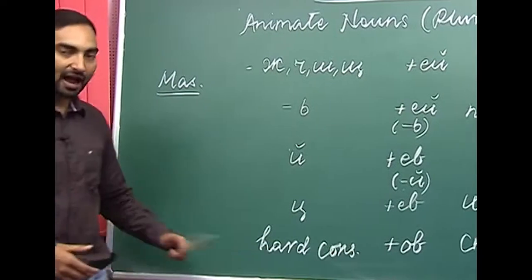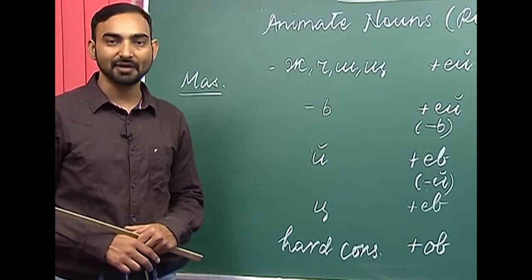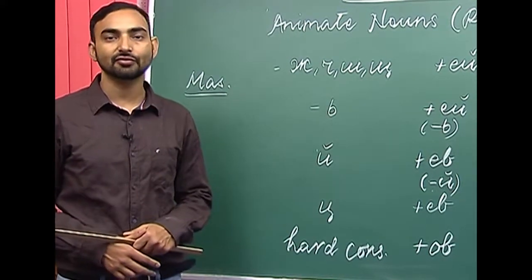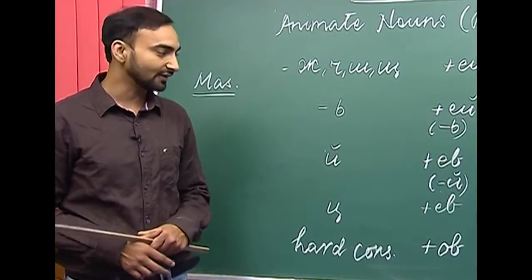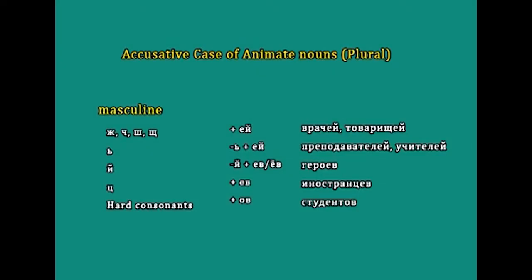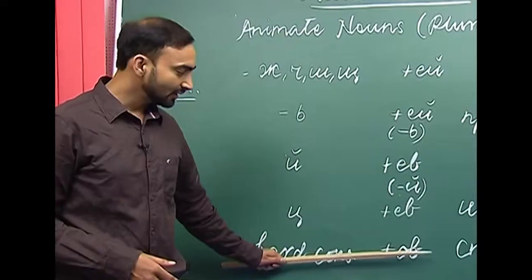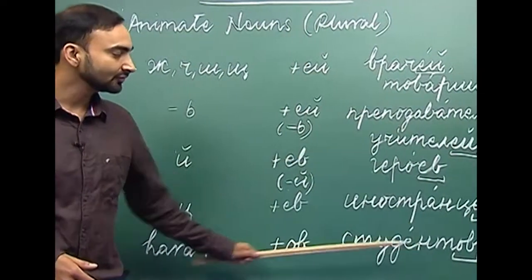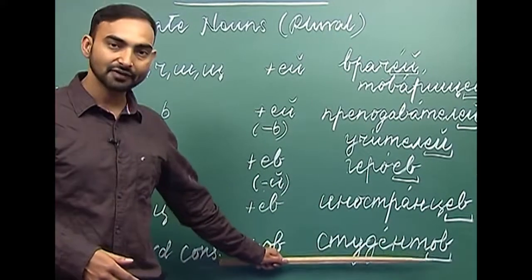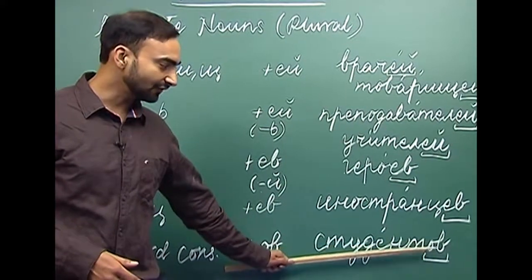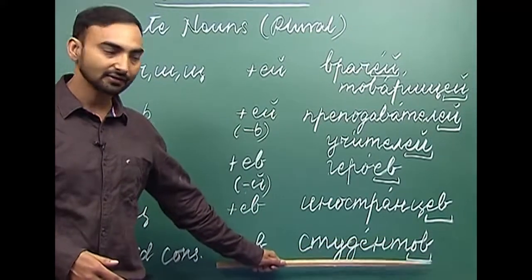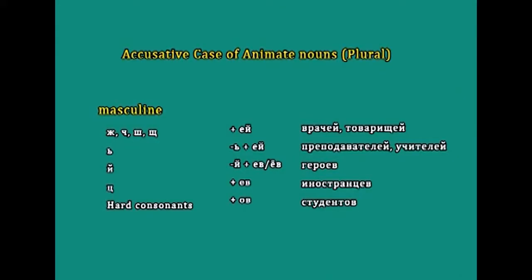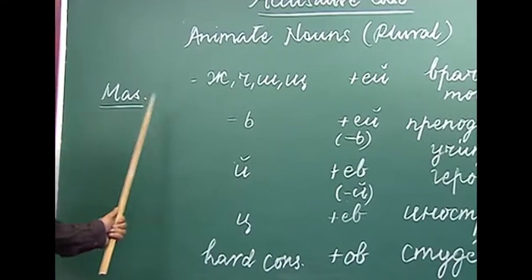The last ending is hard consonant. There are many masculine animate nouns which end with hard consonants. What do we do when we come across those nouns with hard consonant ending? For example, student, brat and so on. We add o and v at the end and we get the accusative case form. So, student, accusative case form will be studentaf. We are adding o and v at the end, and this is the accusative case form of the noun with hard consonant ending. So, this was about the masculine nouns.